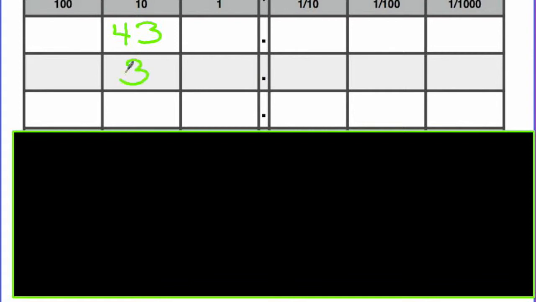Now, what do you have to multiply by to get to the tens place? 43 times 3. Well, what do you have to multiply by to get from the ones place to the tens place? What do you multiply by? 10. So I had to, how many tens?